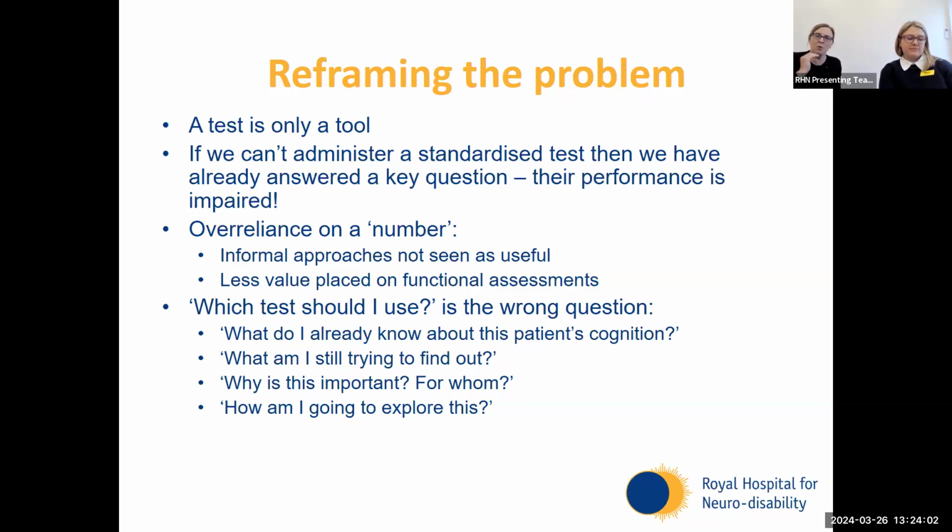So firstly, what do you already know about the patient's cognition? Because you don't need to test something you've already got the answer to. Then the next question is, what am I still trying to find out? Followed closely by, why is this important and for whom? Because obviously what we're trying to do is a person-centered approach. We only want to be testing things out to find out about cognition if it is useful to the patient in some way, whether that's by that psychoeducation for themselves that we said earlier, or whether it's more broadly about aiding that team and family understanding. But we really need to be clear in our minds about what we're trying to find out and why. And then we can think about, well, how am I going to explore this?